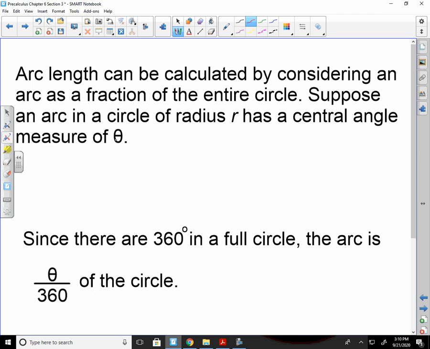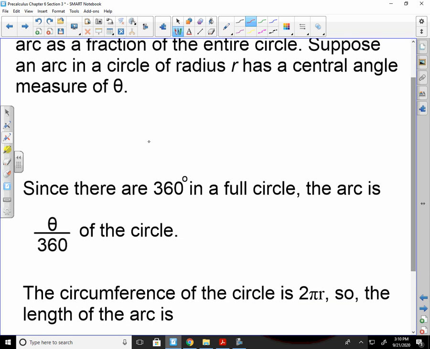Arc length can be calculated by considering an arc as a fraction of an entire circle. Suppose an arc in a circle of radius r has a central measure of theta. Since there are 360 degrees in a full circle, the arc is theta out of 360. So if my theta, or my angle, was 90 degrees, then this would be 90 out of 360, which would be 1/4 of the circle.